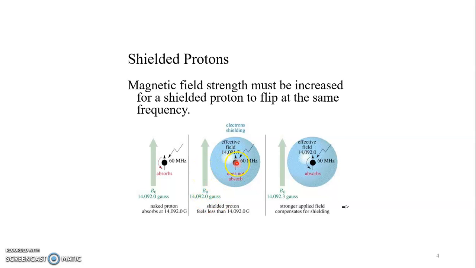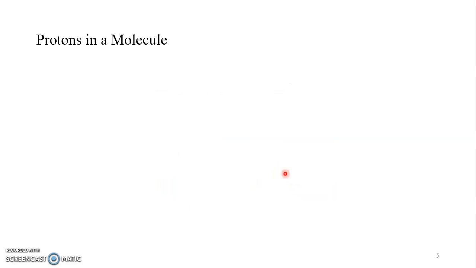So, the proton will feel a higher field in the case of de-shielding, and in the case of shielding, the proton will feel a lower field. But in order to obtain the NMR spectra, the external field should be felt by the proton. In order to do so, we have to apply a higher field in the case of shielded protons.